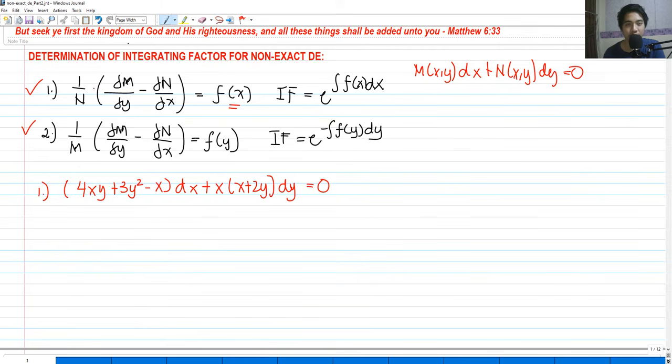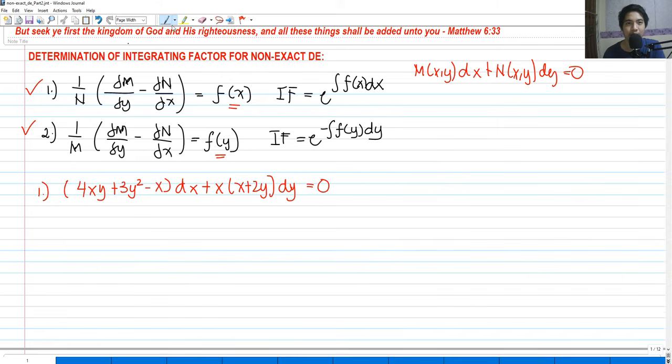Now, we will be using this first formula if we can express the f of x purely in terms of x or a constant value. However, if we can express that purely in terms of y, we must be using 1 all over M. And then we have the integrating factor, a little bit different. We have a negative here: e raised to negative integral of f of y dy. So again, this is case-to-case basis. Which one we will be using, either N or M, is based on the given problem.